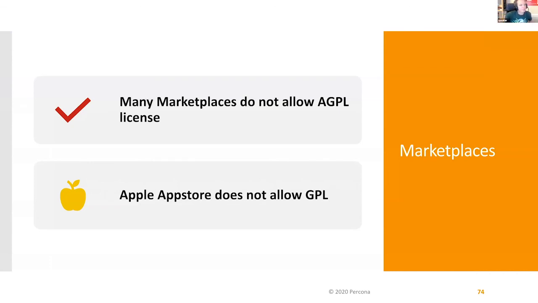Marketplaces are another interesting thing you have to be aware of. In many cases, especially with certain kinds of open source software, people start to consume it from various marketplaces, be it the Apple App Store, Google Play, the Amazon Marketplace, and so on. Many of those marketplaces do not allow all licenses. For example, you will see that the AGPL is not allowed by many of them, and the Apple App Store doesn't even allow GPL, as far as I understand. Or actually, GPL conflicts with the terms placed by the App Store.